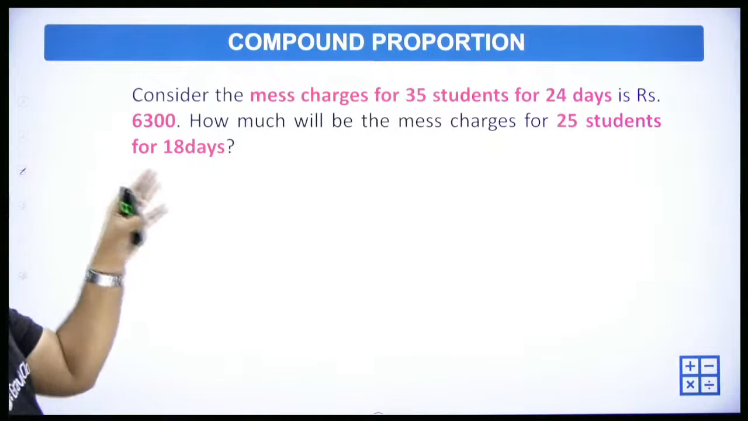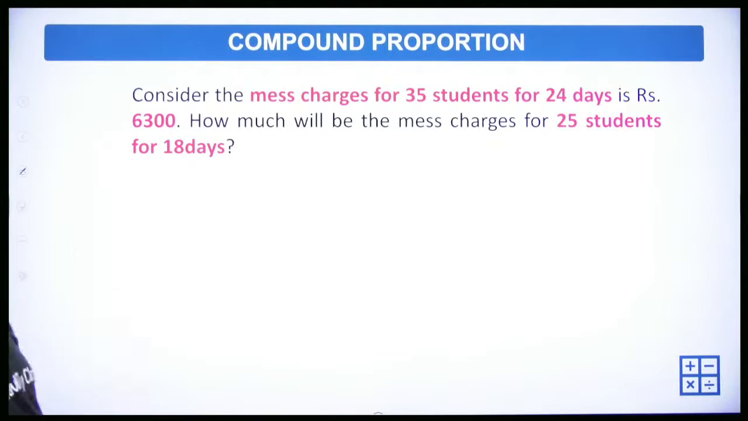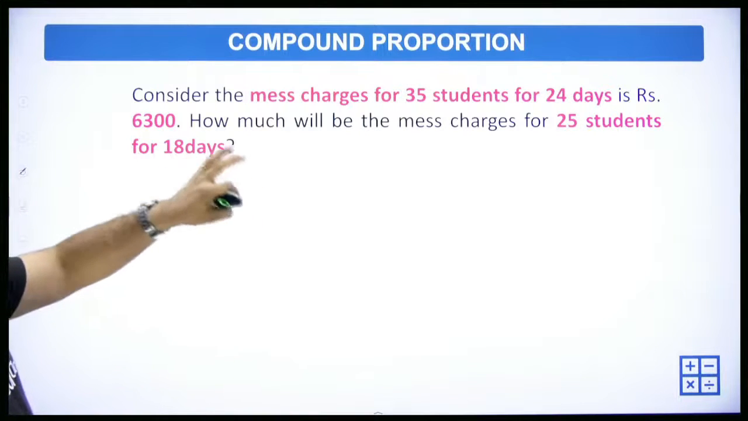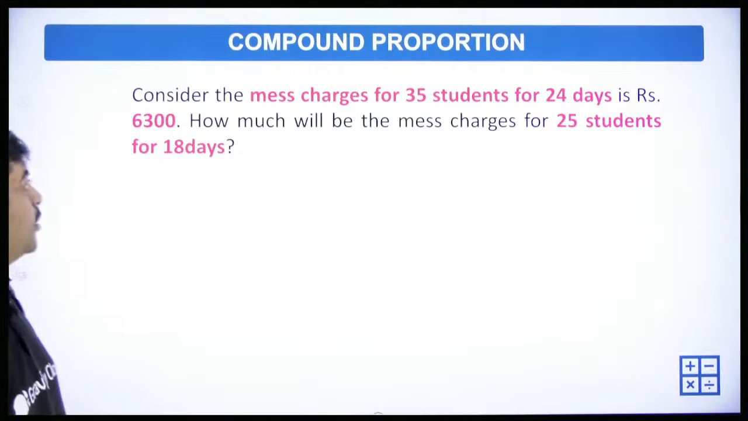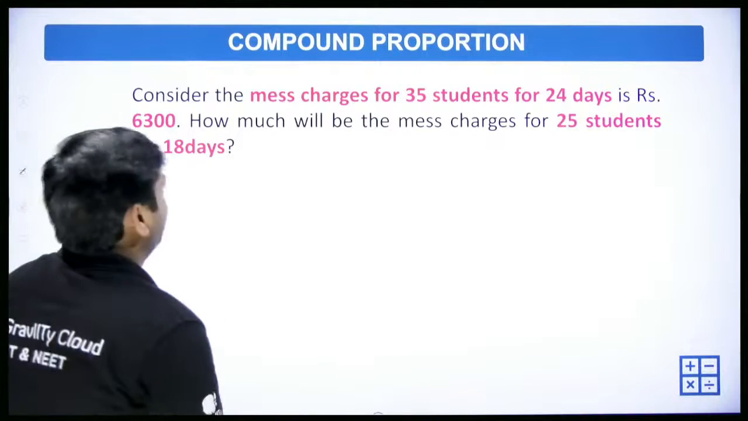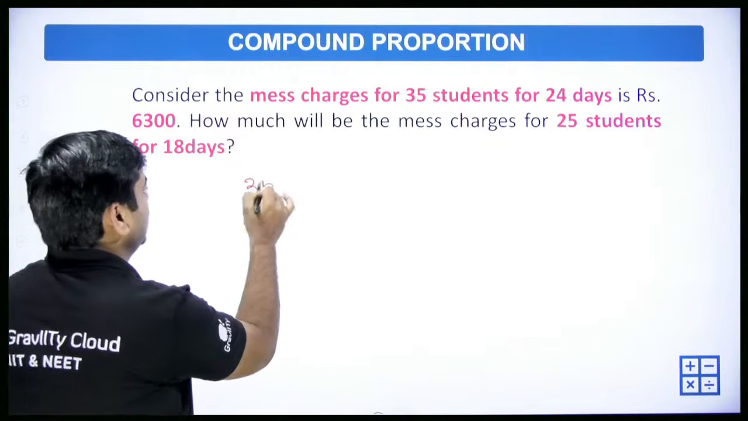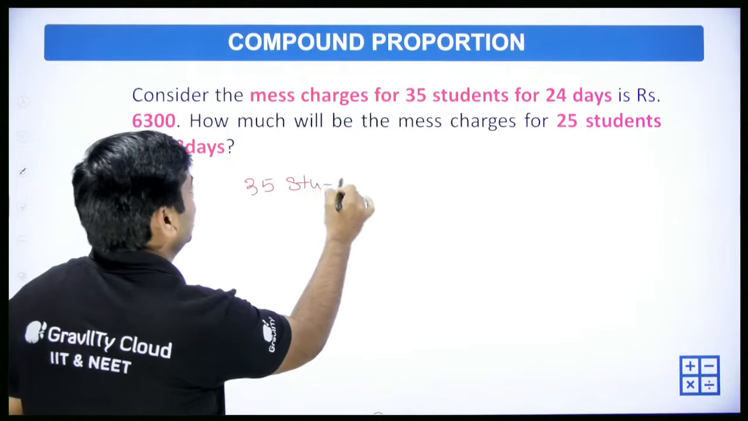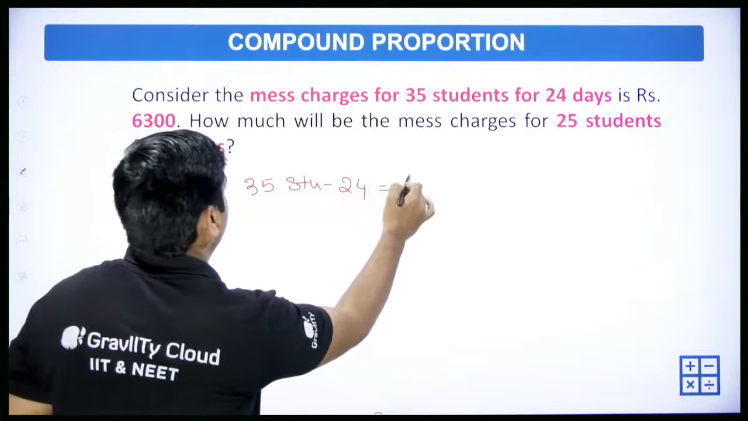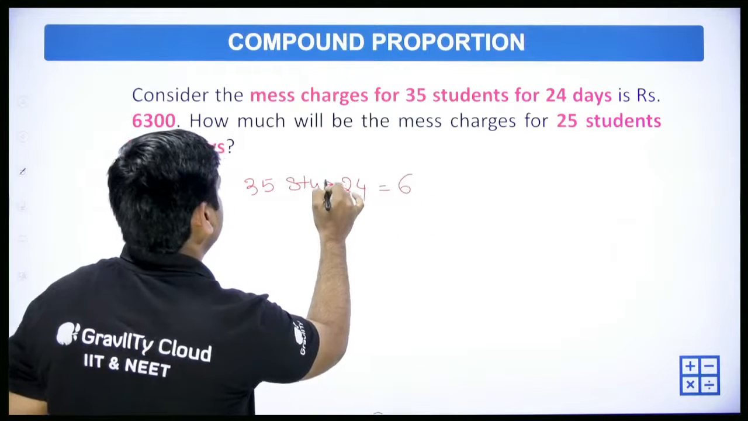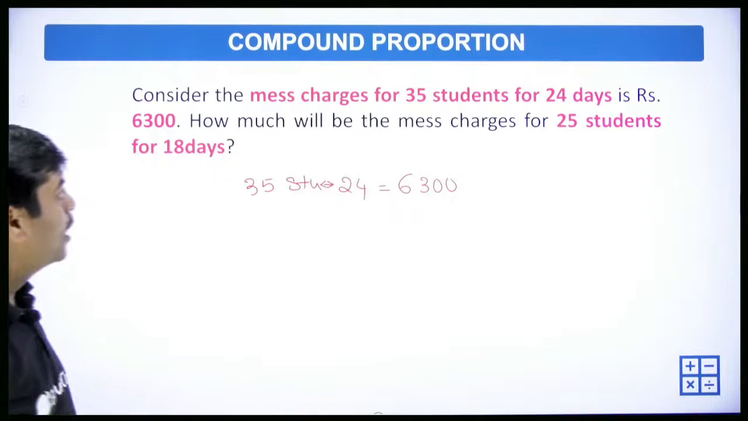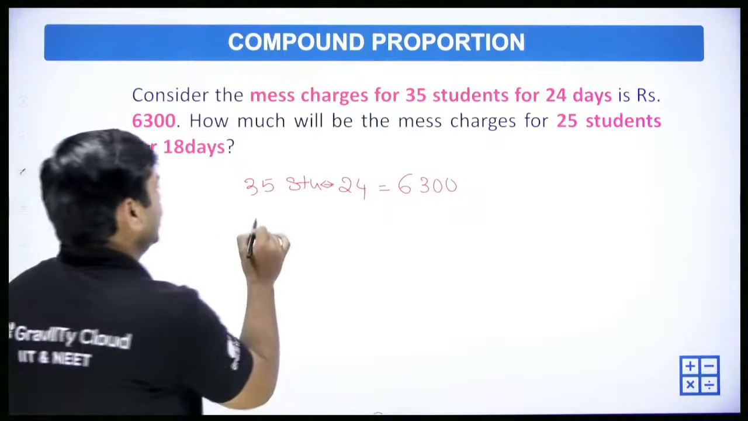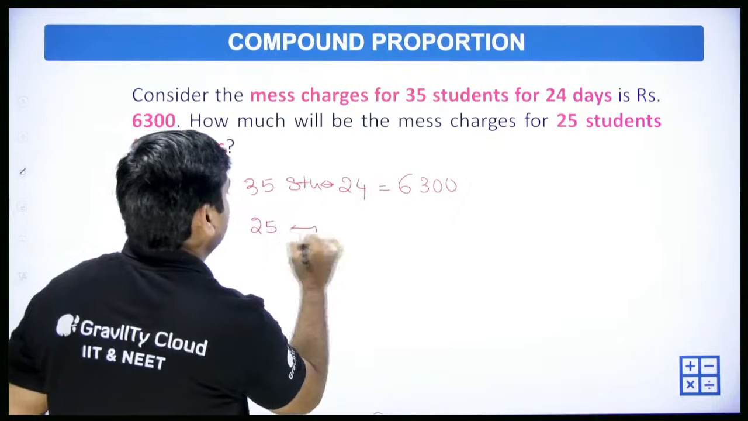Consider the mess charges for 35 students for 24 days is rupees 6,300. How much will be the mess charges for 25 students for 18 days? Let's try to understand this one. So mess charges for 35 students, and they're eating 24 days a month. The total cost is 6,300. Now, how much will be the mess charge for 25 students for 18 days?